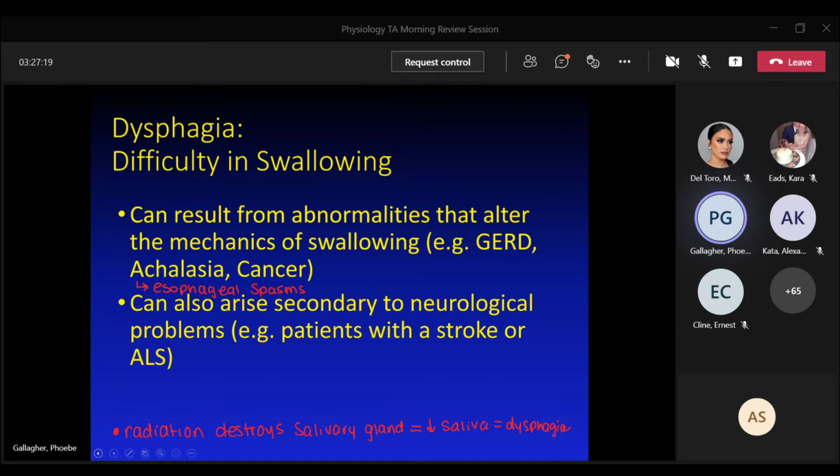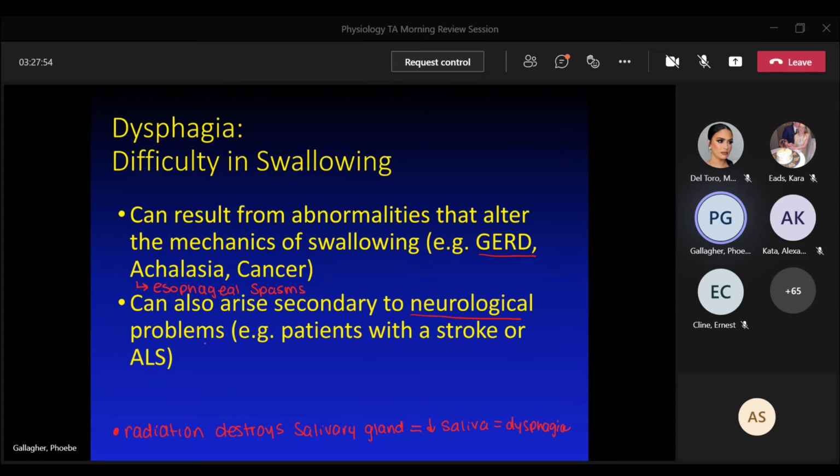Okay, so dysphagia. Keep in mind this is difficulty or pain swallowing, and it can be caused by several different things. GERD can damage your esophageal tissue, and that can make swallowing very painful and difficult. Achalasia is esophageal spasms. If you have muscle spasms in your esophagus, it's going to make swallowing very difficult because it needs to be coordinated perfectly. Cancer can also lead to some kind of occlusion in your esophagus that could also make swallowing very difficult.